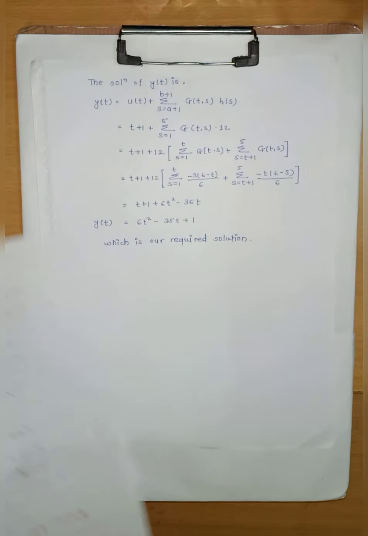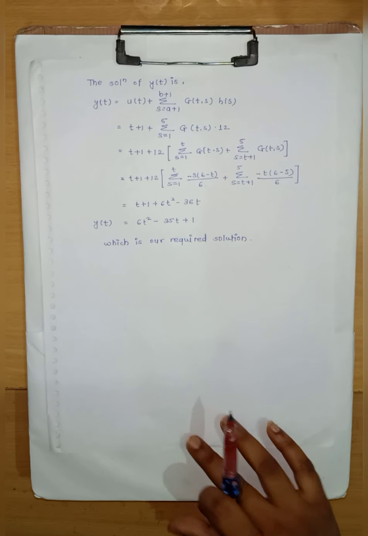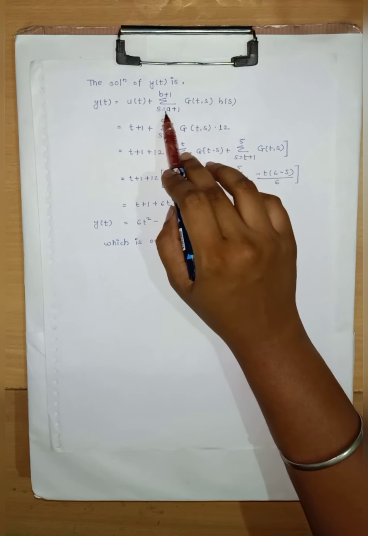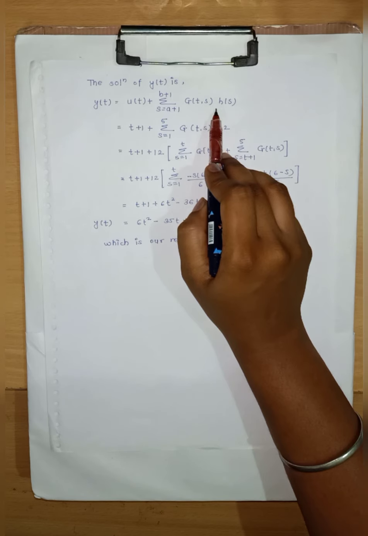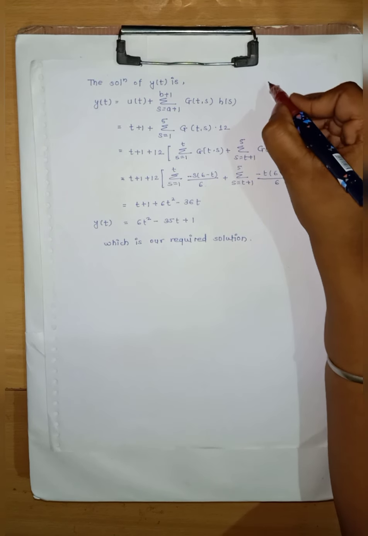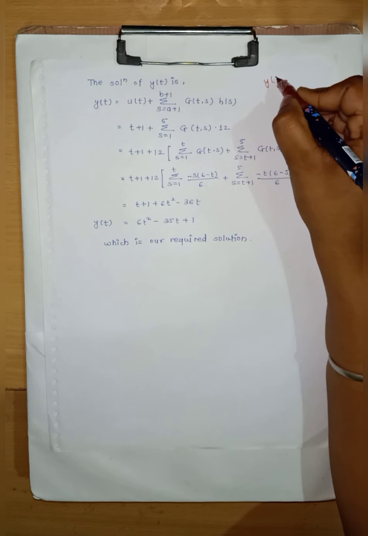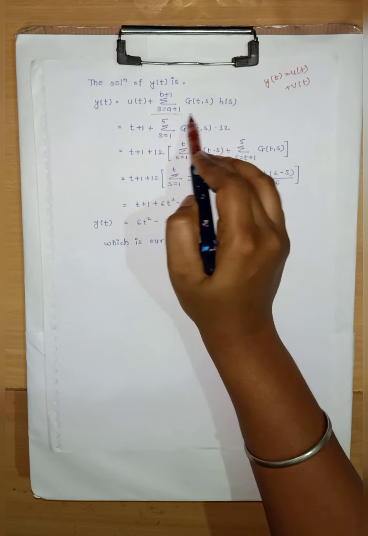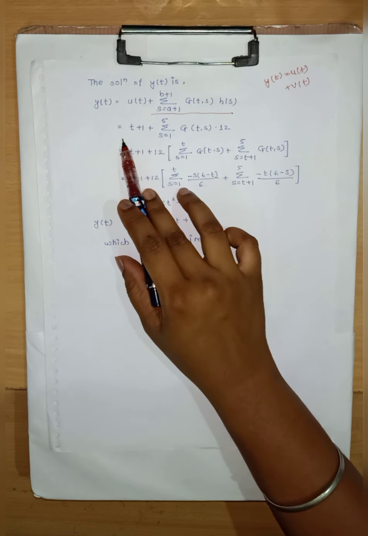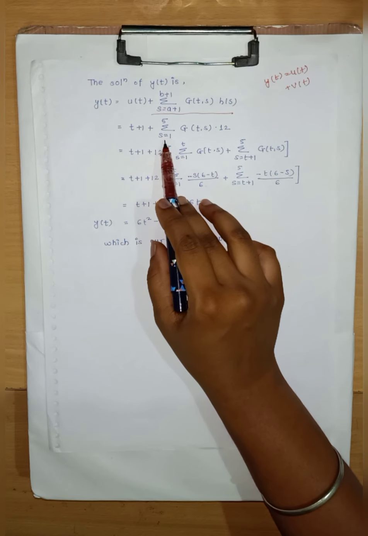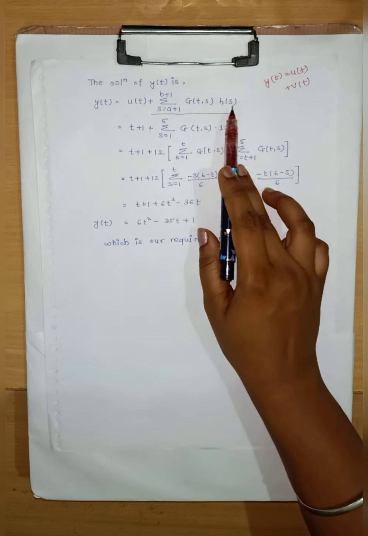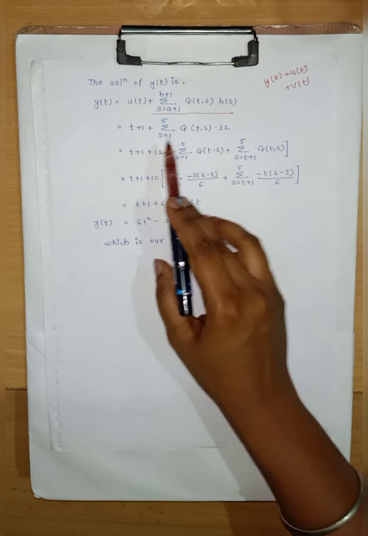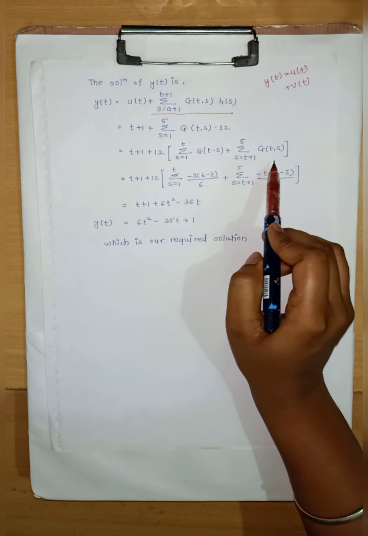And then the solution of y(t) is y(t) = u(t) + summation over s from a+1 to b+1 of g(t,s) h(s). This is the general solution of the last theorem, that is y(t) = u(t) + v(t), and the value of v(t) is this. So therefore y(t) = t + 1 + summation over s from 1 to 5 of g(t,s) h(s), and what is the value of h(s)? It is 12.